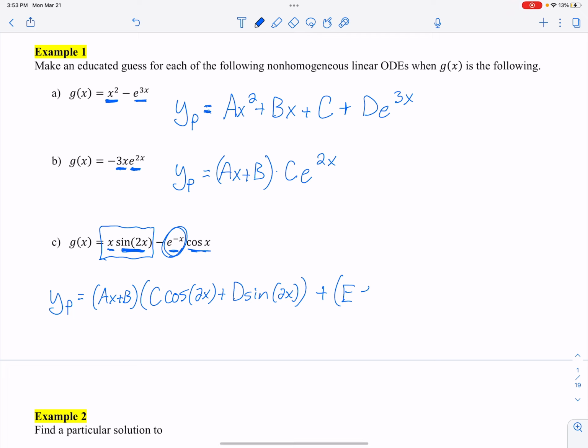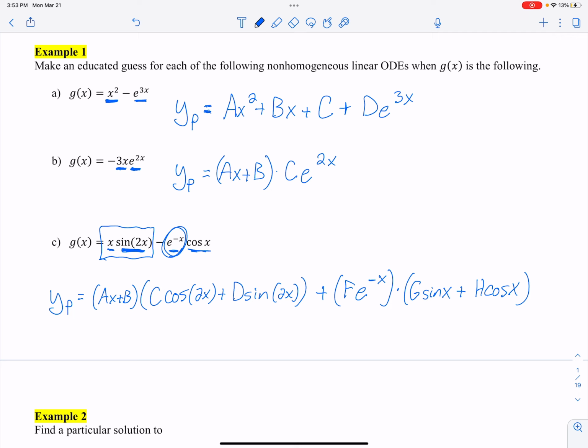So it's plus e to the, I don't want to use e, let's just use f, we'll skip e. F e to the negative x times its cosine guess. So this one's going to be g sine x plus h cosine x. You can use whatever letters you want as long as they're not repeating when you use them again. So there's my guess.